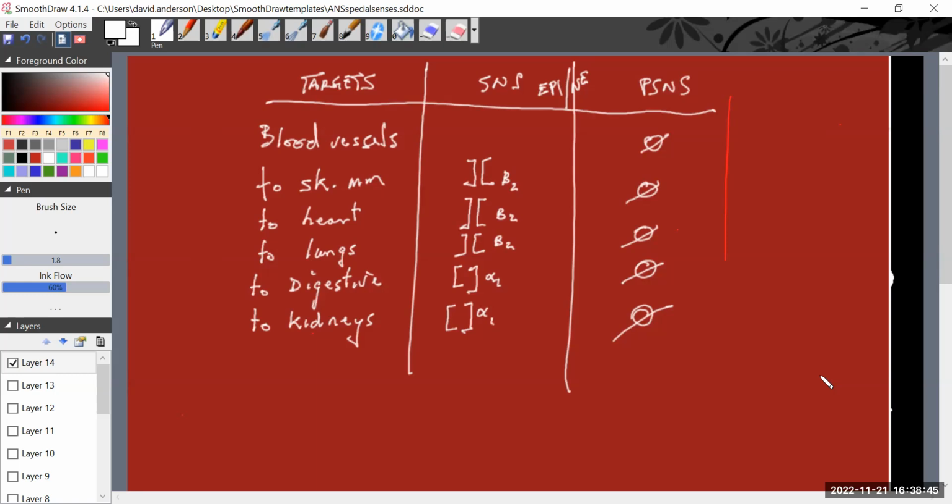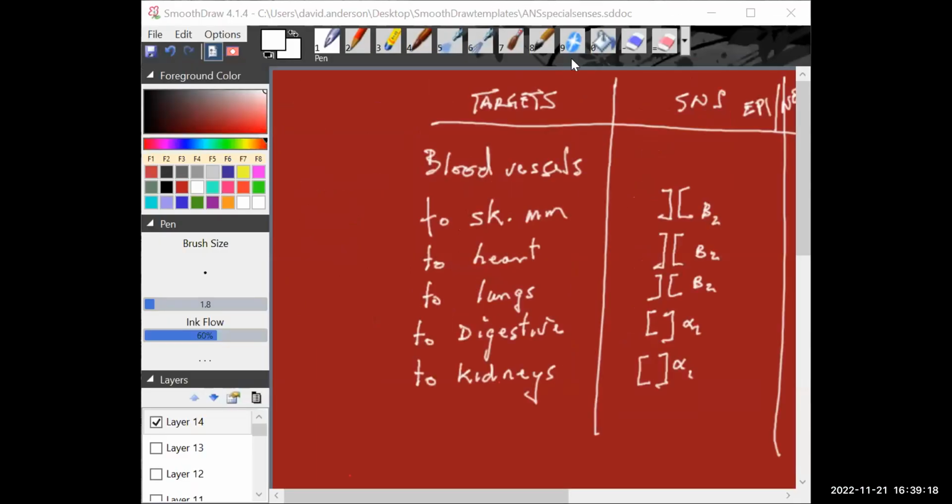If we have the same messenger, but we want a different message, then we can change the receptor on the postsynaptic target. So in our example we've got in front of us here, we've got some beta 2 receptors, and they cause blood vessels to dilate, and the alpha 1 receptors cause the blood vessels to constrict. It's the same messenger, different receptors, and therefore different response or message.